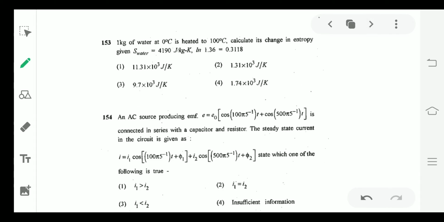Next question is: 1 kg of water at 0 degree centigrade is heated to 100 degree centigrade. Calculate its change in entropy, given specific heat of water is 4190 joule per kg Kelvin, and the value of natural log is given. The formula for the entropy change is TdS equals dU plus dW, which comes from the first law of thermodynamics.